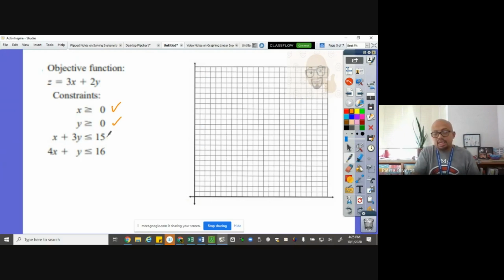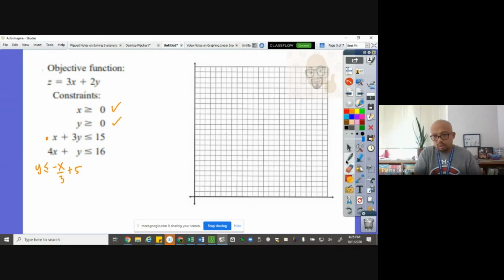So x plus 3y less than or equal to 15. We can graph this one. We can solve for y to find the slope form. So x plus 3y less than or equal to 15 gives 3y less than or equal to negative x plus 15. Divide everything by 3. y is less than or equal to negative x over 3 plus 5, right? So this equation is now y less than or equal to negative x over 3 plus 5.